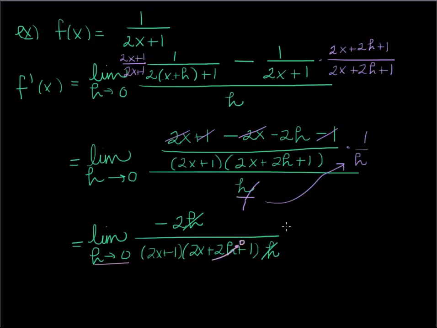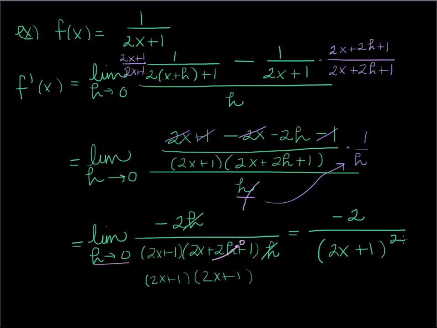So what are we left with? We are left with, on the top, negative 2. Now I do not write the limit sign because I'm done with taking the limit. What do I have on bottom? Notice I would have 2x plus 1 times 2x plus 1, so this is all over 2x plus 1 quantity squared. And that, my friends, is the derivative. And again, what does the derivative give you? It gives you the slope of the curve, which is also the same as the slope of the tangent line.